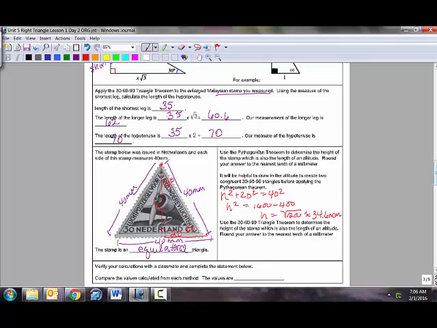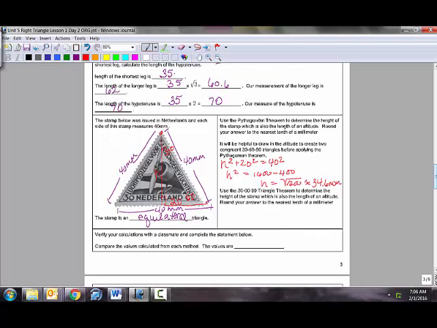Now if we use the Pythagorean theorem we did in the warm-up, we should get to 34.6. This is a 45, 45, 90 triangle. These two sides are congruent, so right away I just say I have the height.